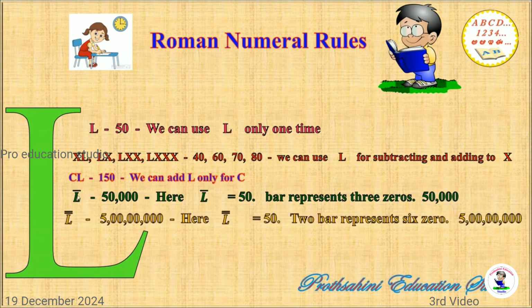Now we will go on to the next. It is L double bar. Now double bar, what do you know? It represents 6 zeros. Now 50 plus 6 zeros, we get 5 crores. Here L double bar is equal to 50, and double bar represents 6 zeros, so 5 crores.